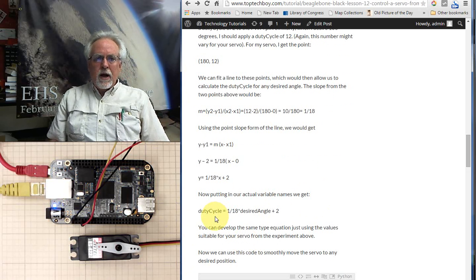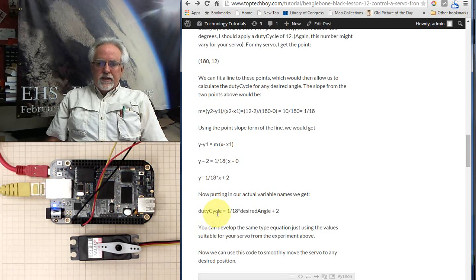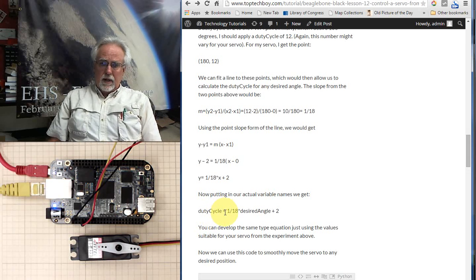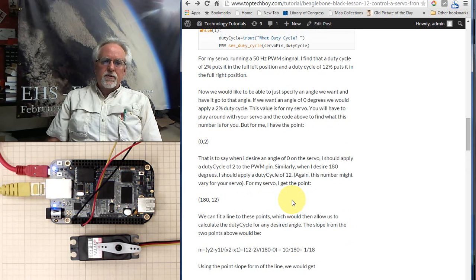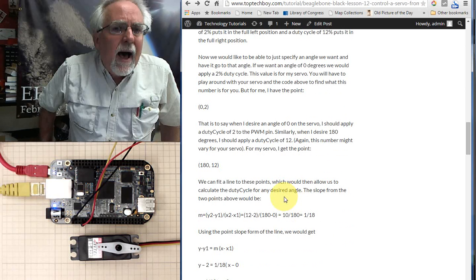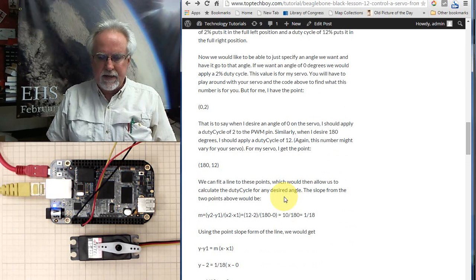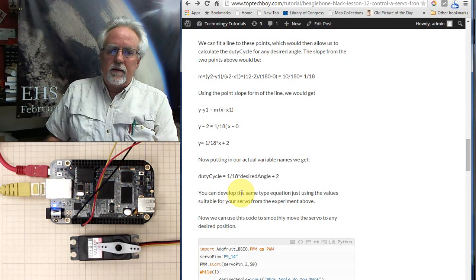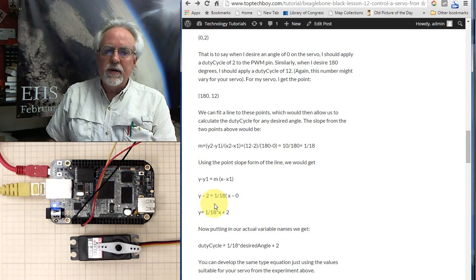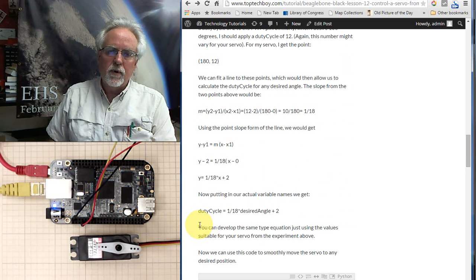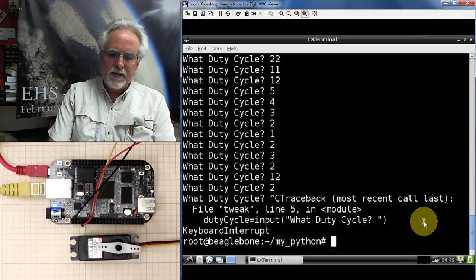So let's put our real variable names in. The duty cycle that we're going to apply is equal to 1 divided by 18 times the desired angle plus 2. Your equation will be slightly different because your 12 and 2 will be different. It will be the numbers that you determined when you ran this little experiment. I hope this makes sense what I'm saying. This is the equation. So now let's go in and write some code, and I'm going to make note that y is equal to 1 over 18 times x plus 2, or duty cycle is 1 over 18 times desired angle plus 2. Okay, so let's write a program.